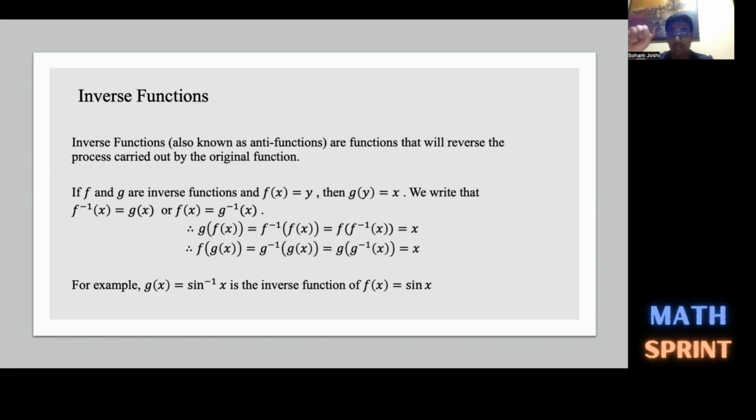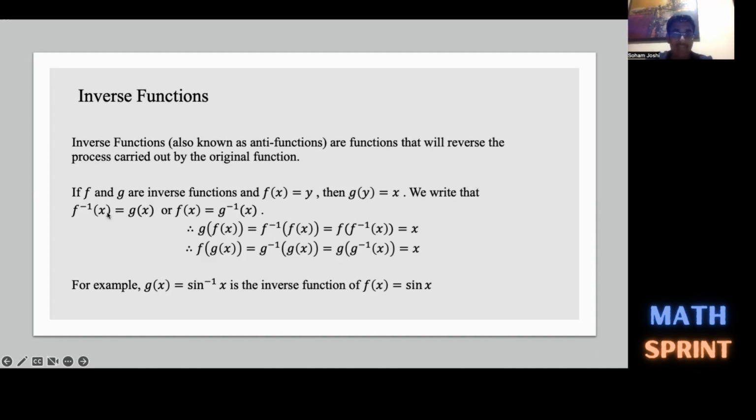Now remember, do not confuse the -1 here with an exponent or reciprocal. Here, it does not represent that. Now, let's take a situation where we have f and g are inverse functions. That is, they're inverses of each other. And f of x is equal to y. Then logically, it follows that g of y is equal to x.